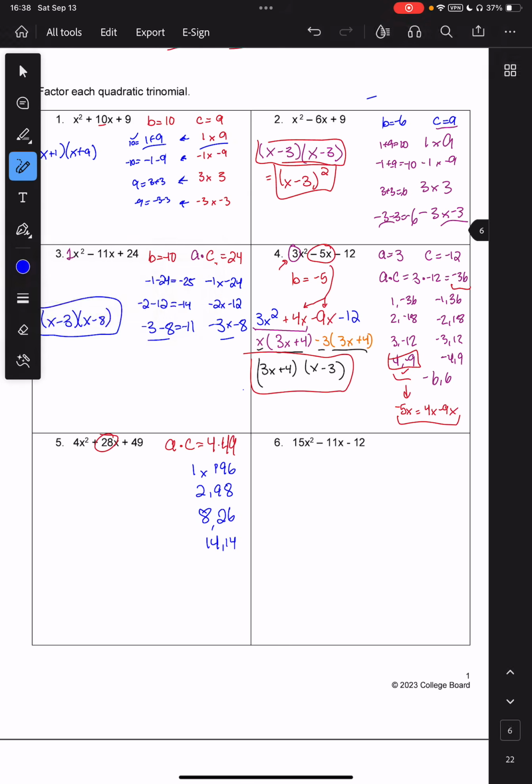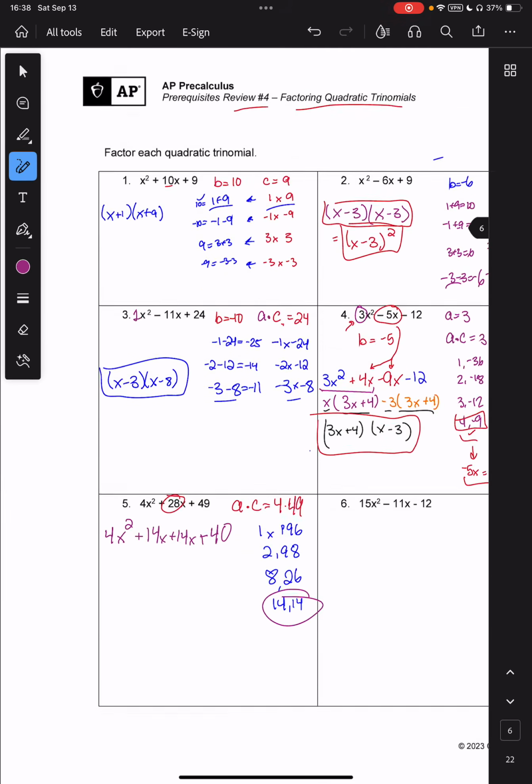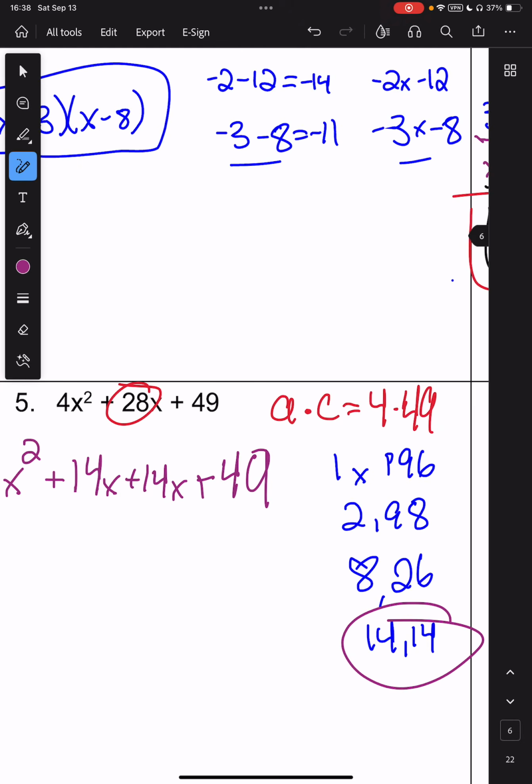Well, we can see right off the bat, 14 plus 14 is 28. So we do like we did before, where we take our 4x squared, and instead of adding 28, we just add both of our values, 14. So 4x squared plus 14x plus 14x plus 49.